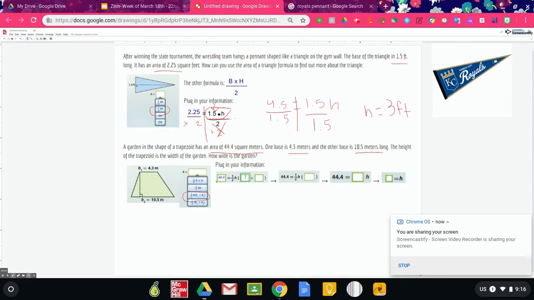We now need to insert the bases that they gave us. So one of them is 4.3 meters. Again, I haven't started the math yet. I'm literally just plugging in the numbers that they gave me in the scenario. The other base is 10.5 meters.